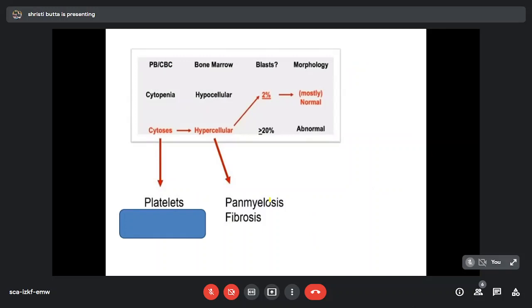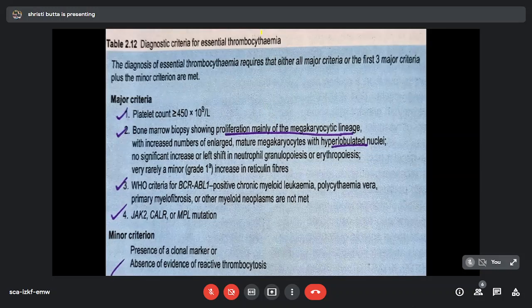Now moving on to another case scenario. If your patient presents to you with cytosis, that is thrombocytosis this time, and the bone marrow is showing a hypercellular bone marrow picture with panmyelosis fibrosis. Blast is less than 10%, and the morphology of the cells is absolutely normal. So what do you think we are dealing with here? Yes, you are dealing with a case of essential thrombocythemia.